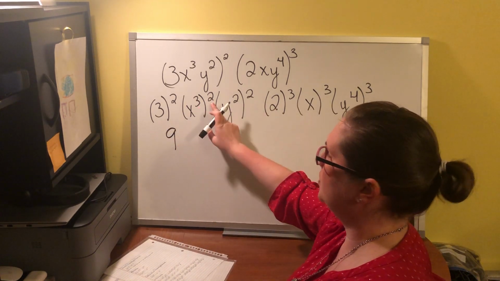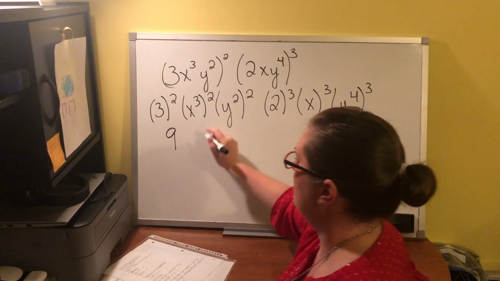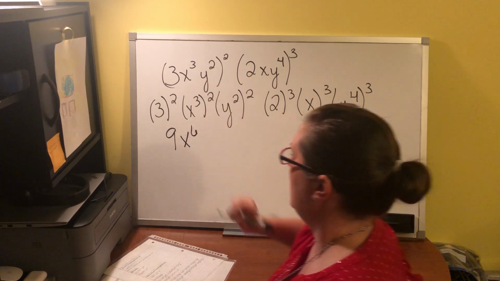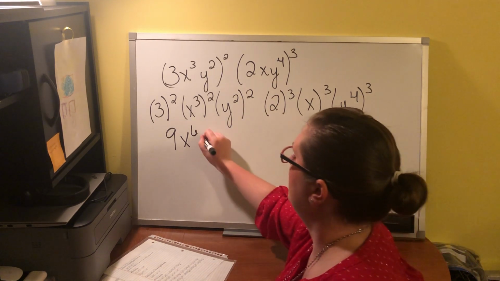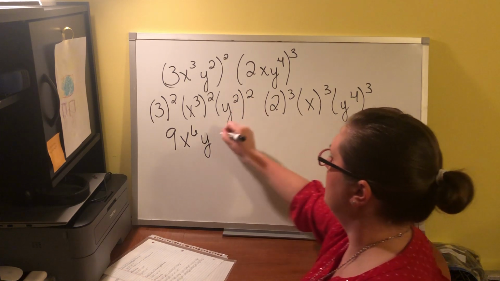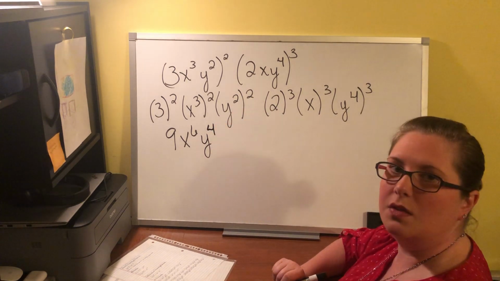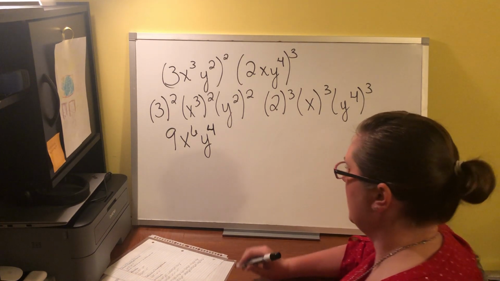Now here I have x cubed squared. That's a power raised to a power. So this is multiplication. So this becomes x to the 6th. 3 times 2 is 6. Here I have y squared squared. Power raised to a power. We kept our y, we kept our base. 2 times 2 gives us 4. Okay? Gives us 4. All right.